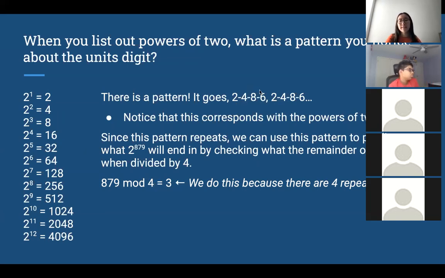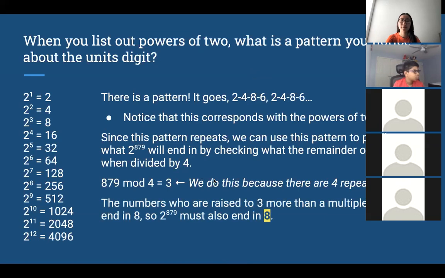So 2, 4, 8, 6, and our remainder is 3. So we pick the third number in our pattern. What is the third number in our pattern? You can type it in the chat. Yeah, perfect. The third number in our pattern is 8. And so that tells us that 2 to the 879th power must also end in 8.